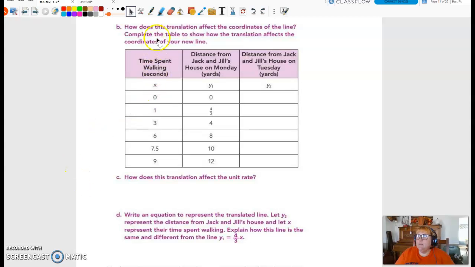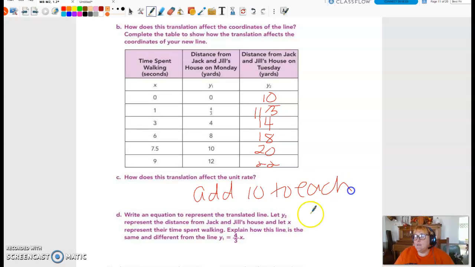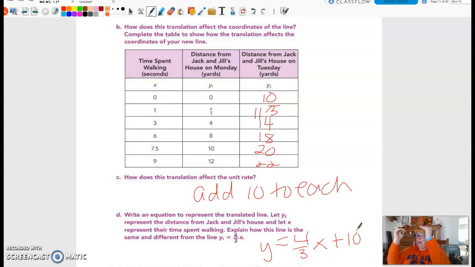We had said that this was at 10. This was 1.3 repeating, so it was 11.3 repeating. This was 14, 18, 20, and 22. We had to add 10 to each. And then we ended class by saying that the original equation was the same, but we changed it by adding 10 because every point got shifted 10 up.